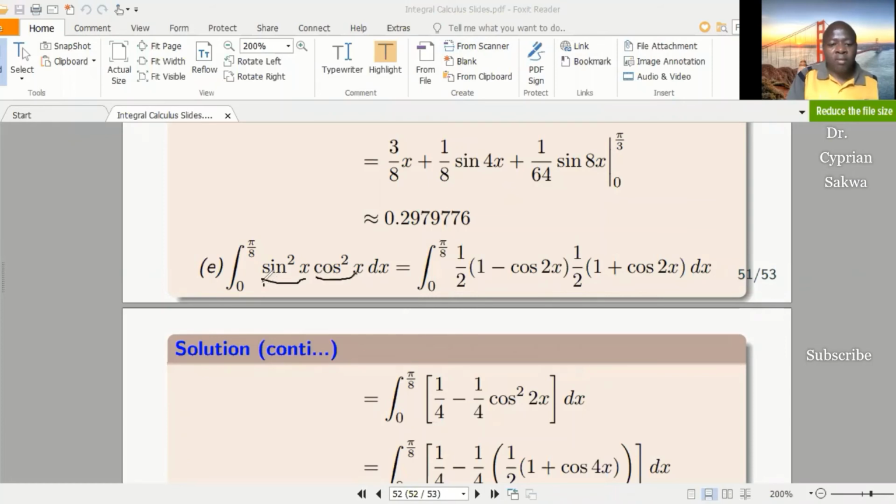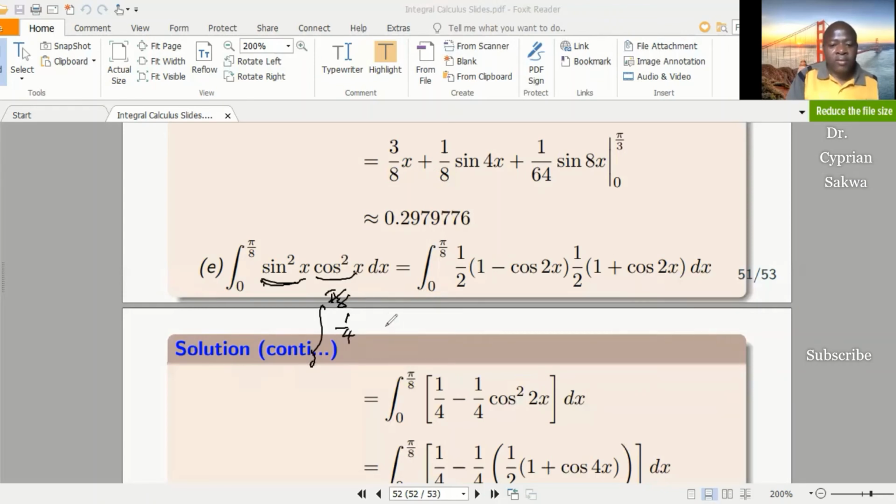You can see the equivalent of this is a half into 1 minus cos 2x, and the equivalent of this is a half into 1 plus cos 2x. So this a half times this a half gives a quarter. So what we have there is a quarter, of course under the integral sign, and you must remember the limits 0 to pi over 8.